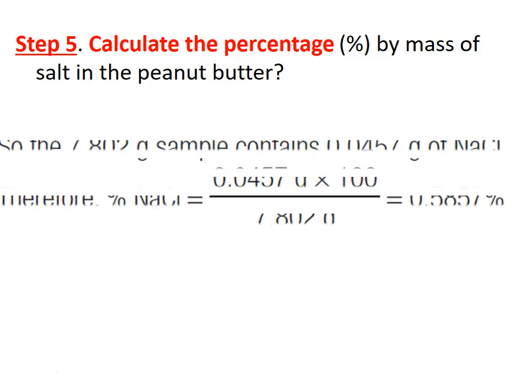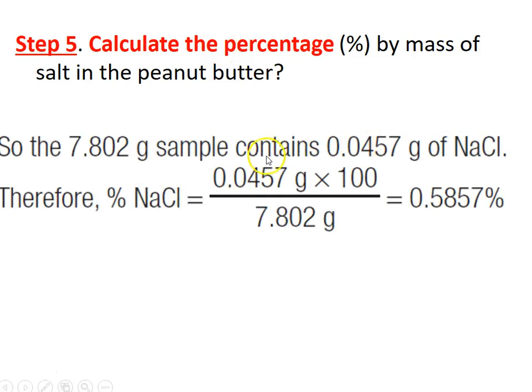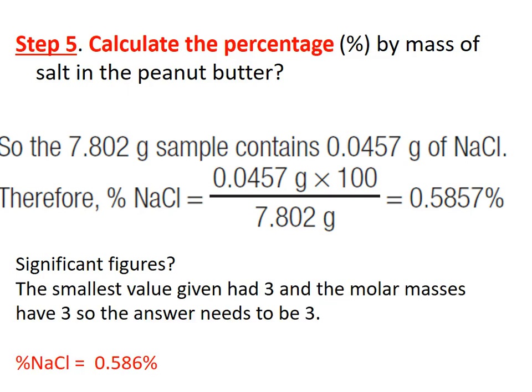Calculate the percentage. So it's the mass of the salt divided by the mass of the peanut butter. So it's 0.5857%. They should have done their significant figures properly. This is 0.057, 3 significant figures. So if we round that up, it would be 0.586% salt.